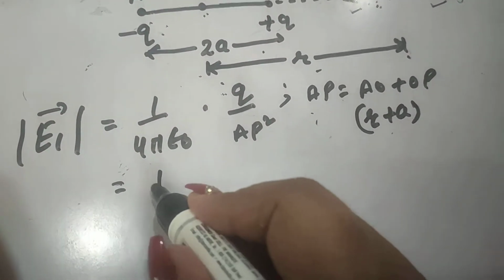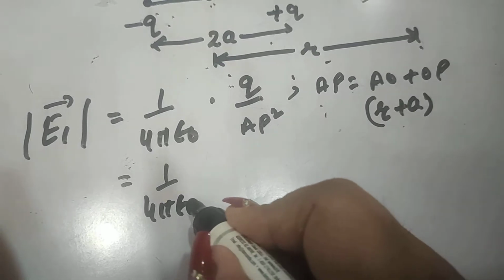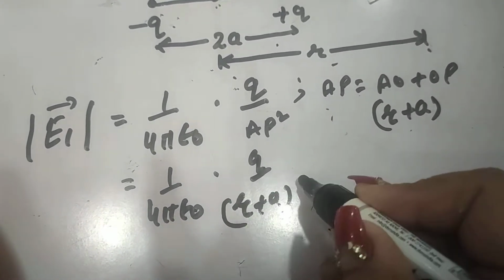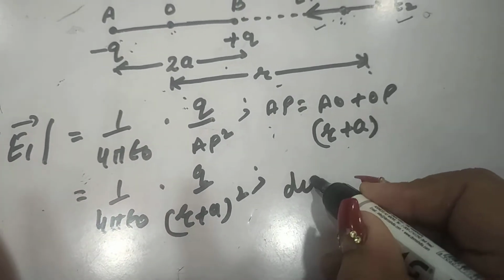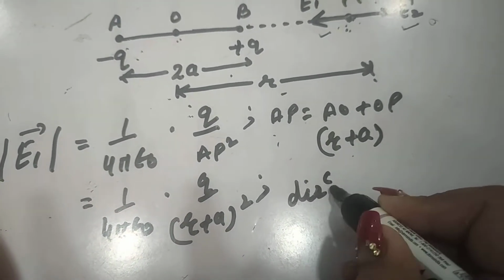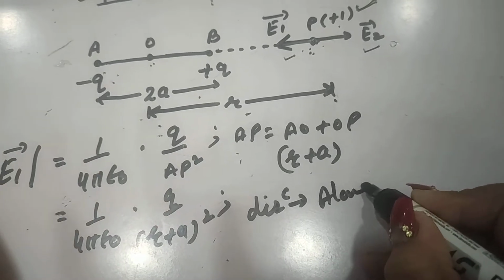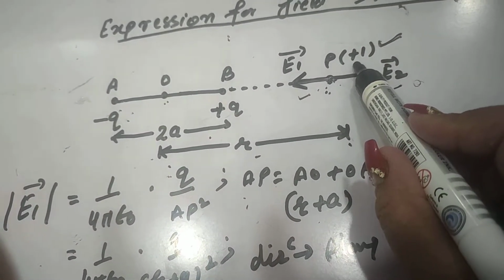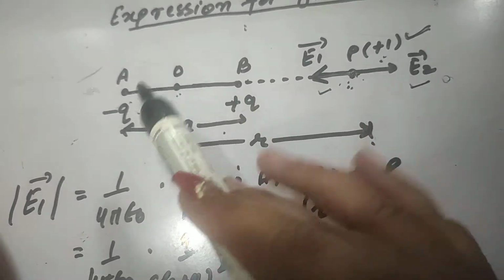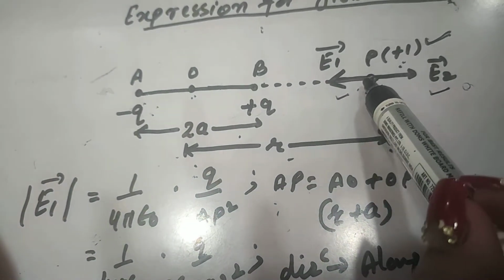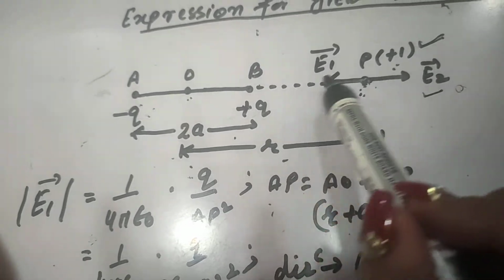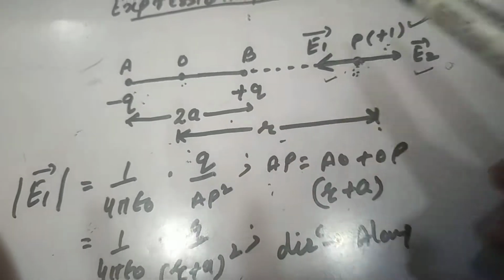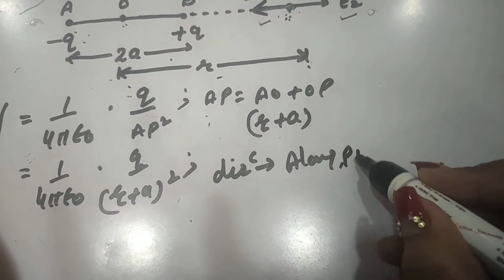So putting this value, E1 is 1 upon 4 pi epsilon naught q upon (r plus a) whole square, and the direction is along what direction? When we keep the plus q charge here, it will get attracted toward the minus q. So the direction will be along this E1, the direction along PA. So we write along PA.